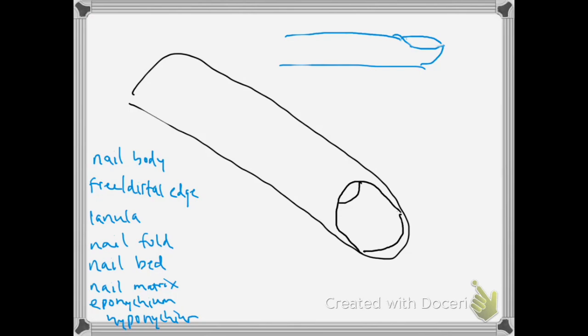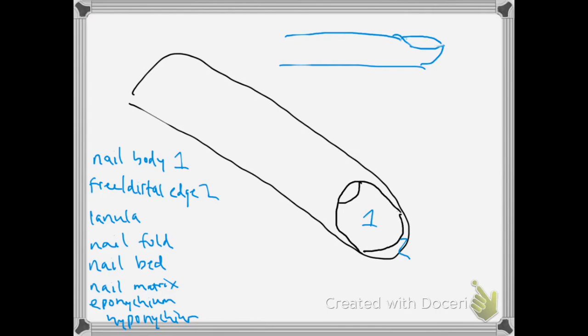So the first thing we're going to do is identify the nail body. This is number 1. So this is the big part that we see. Okay, so that's number 1, and that'd be here. Next is the free or distal edge. So this is the nail, that's what you cut. This is number 2. Free or distal edge. Distal meaning away from the trunk. So proximal is closer to your trunk, and distal is away from your trunk.